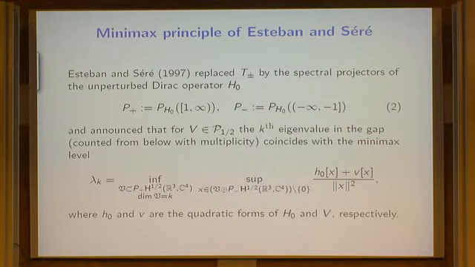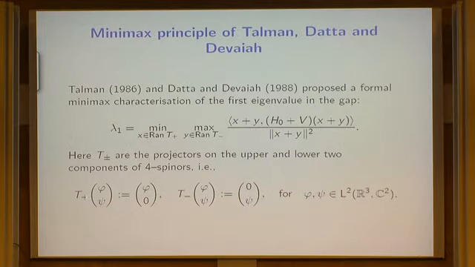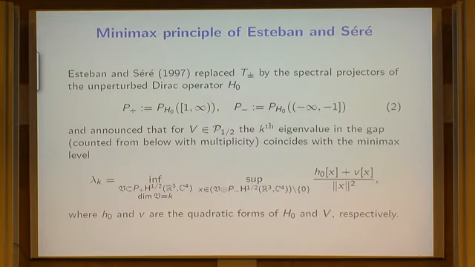Then the mathematicians came into the field, and first were Esteban and Séré, two French mathematicians who in 1997 replaced these projections T plus minus by the spectral projections of the unperturbed Dirac operator. So this intuition about what you call electrons and positrons, you can think of upper and lower components, but you can also think about being in the positive or negative spectral subspace of the unperturbed operator. Then you replace the projections by those, and they announced that for V in P 1/2, so the coupling constant less than 1/2, the kth eigenvalue in the gap is characterized by the following minimax principle.